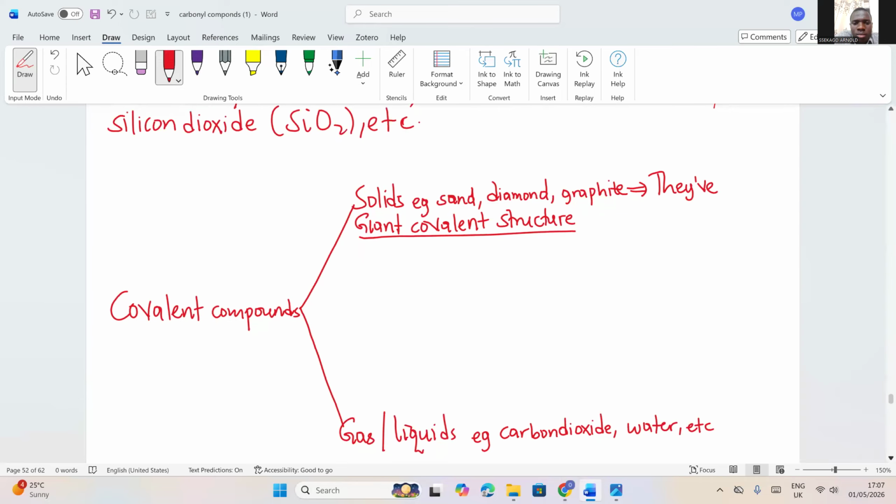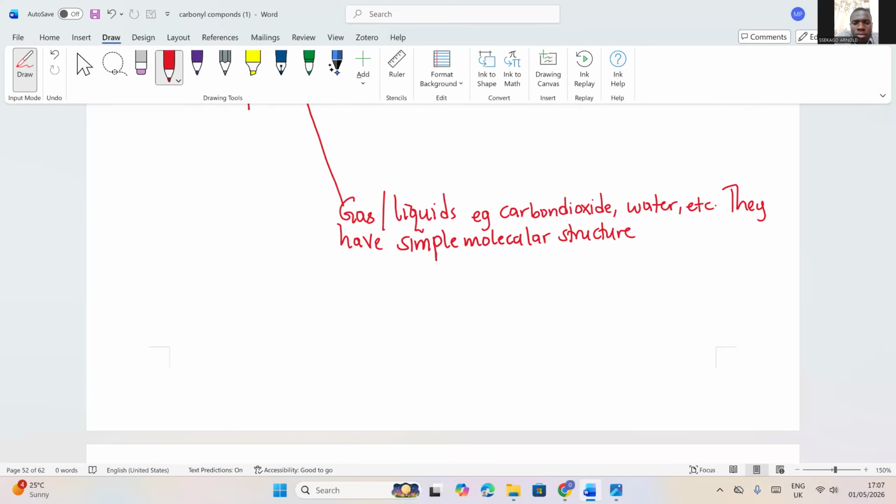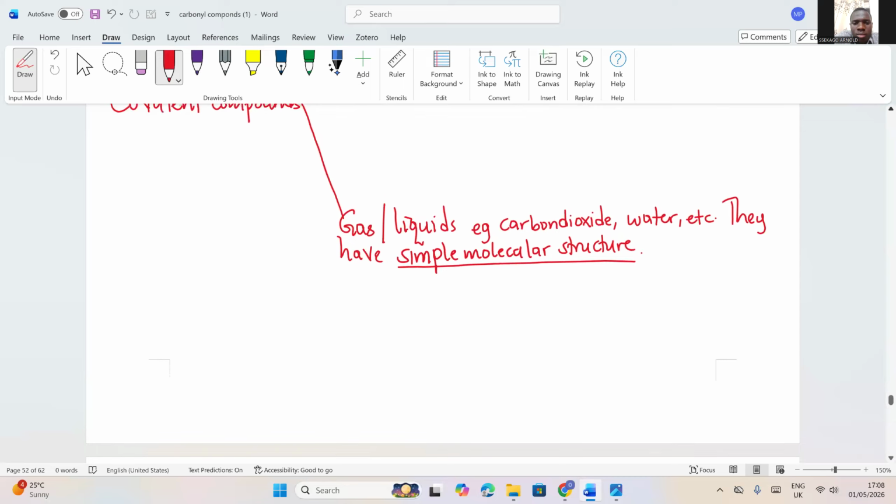Then those which are gases or liquids, they have simple molecular structures. So what are these two types of structures?